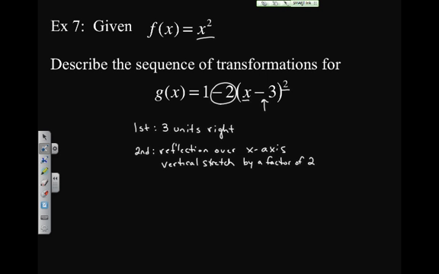The last thing that happens is this 1. Notice that is a positive 1, so we can think of it as plus 1, and that's our last step. Third, we're going to move up 1 unit. That is not affecting the x. That just moves the whole graph up 1 unit.